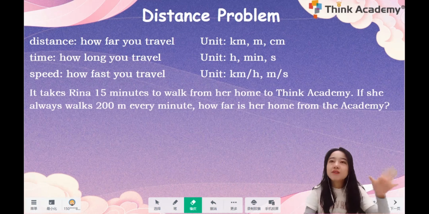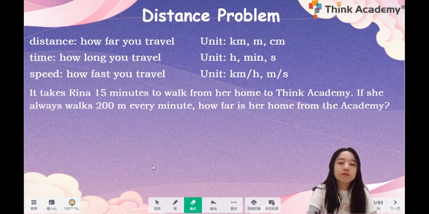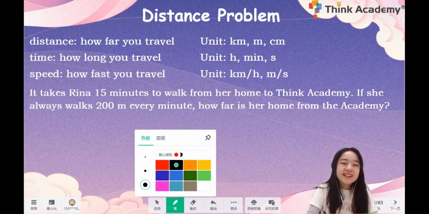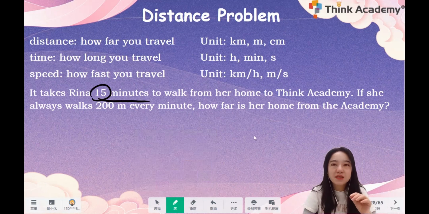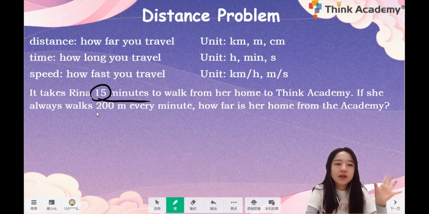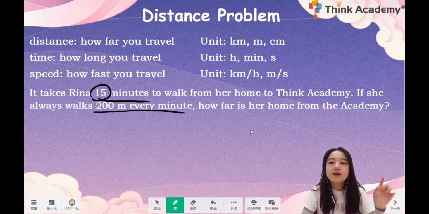If we know that it takes Rina 15 minutes to walk from her home to Think Academy, if she always walks 200 meters every minute, how far is her home from the Think Academy?